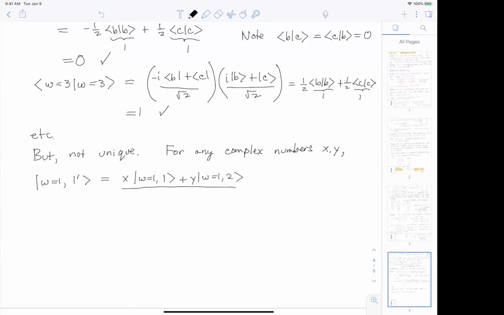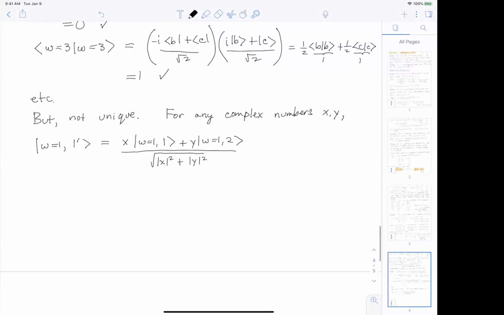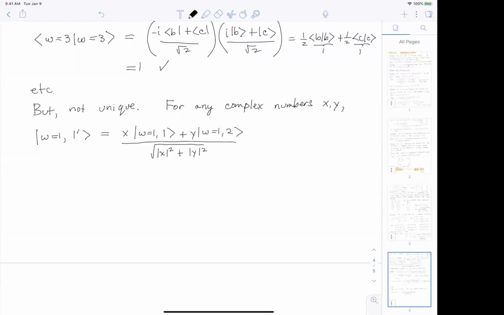Okay, and then to make this thing orthonormal, meaning to make it have norm 1, I'm going to multiply by a constant, which is going to be 1 over the square root of the sum of the squared magnitudes of x and y. And similarly, for omega equals 1, 2 prime, so this is a different label, 2 prime, I'm going to make it be minus y star, the complex conjugate, omega equals 1, 1, plus x star, omega equals 1, 2, all divided again by this square root.